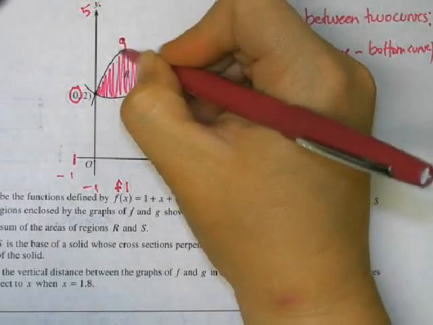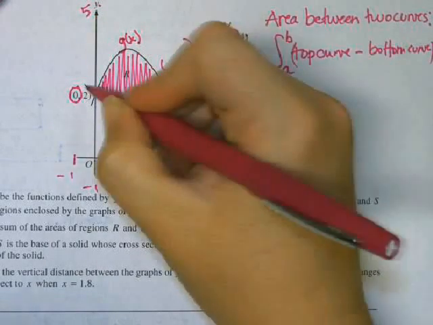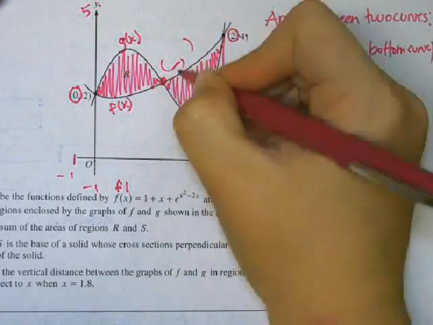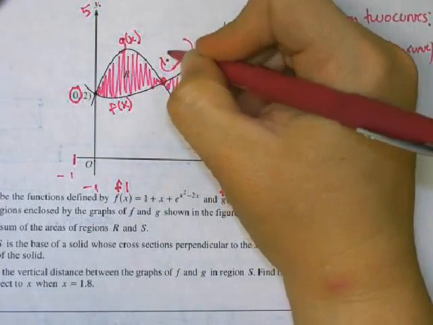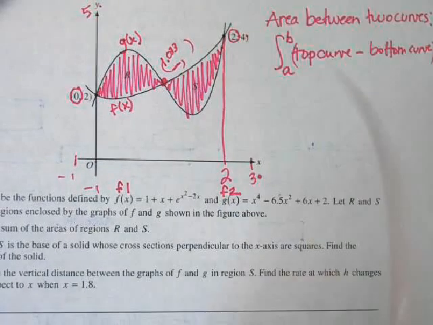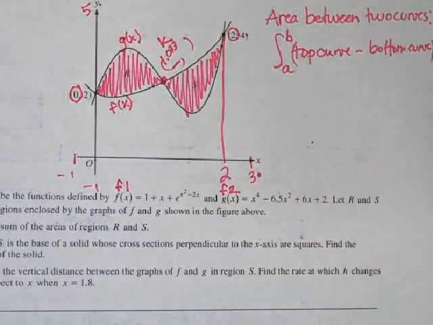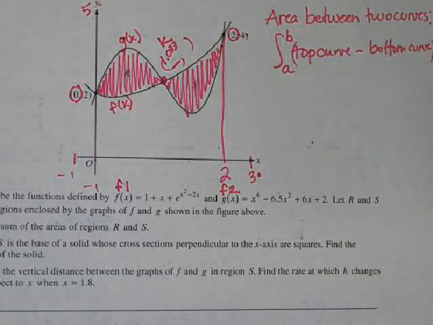The area of a region that's between two curves: you integrate from where the curves first intersect to where they stop, or where they intersect again. So we're talking about between these two points. That's where this area is. So those are going to make our bounds, and then we do the top curve minus the bottom curve.